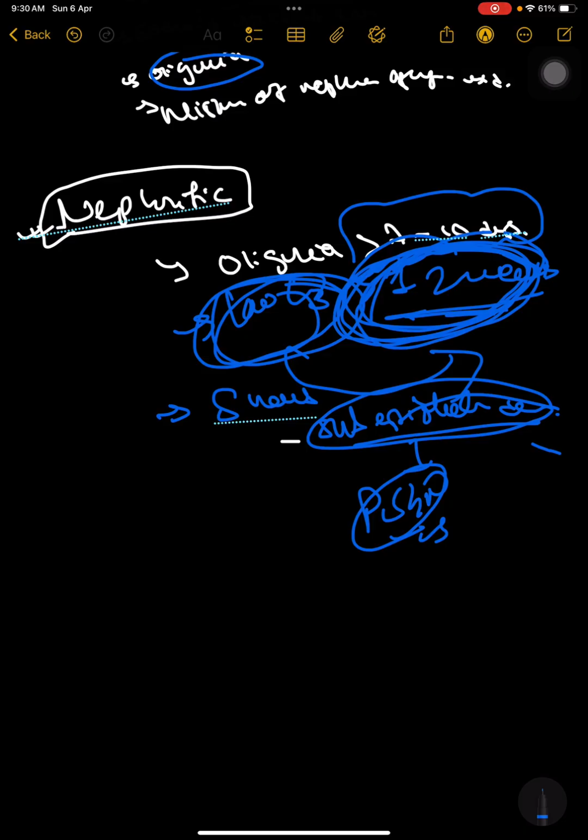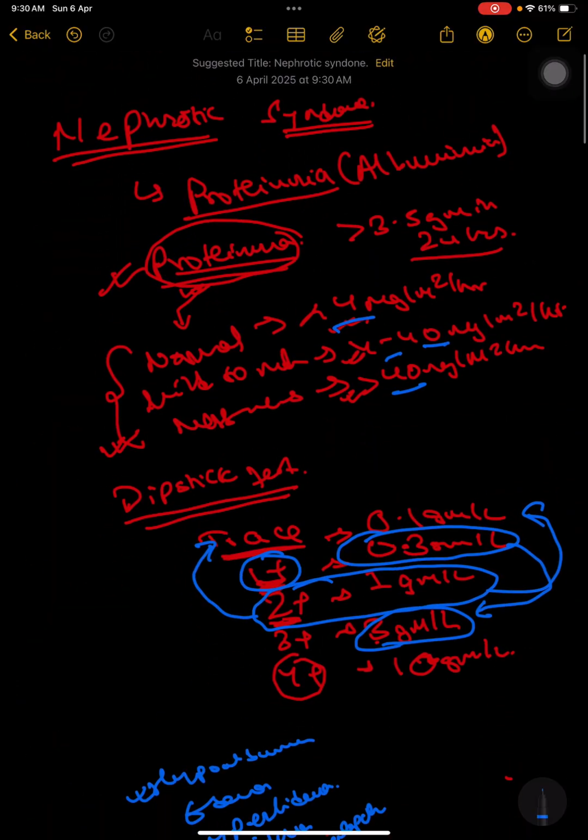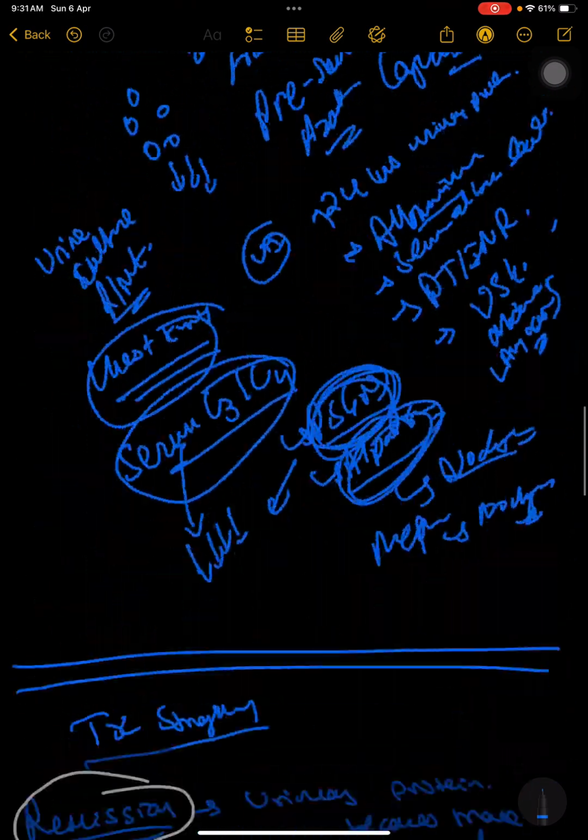Whenever we talk about nephritic syndrome, slightly different than nephrotic syndrome, there is no massive proteinuria. There might be moderate proteinuria. So proteinuria might just be 4 to 40, mild to moderate type of proteinuria. Massive is more than 40, and if there is massive, there will be massive ascites also, okay?